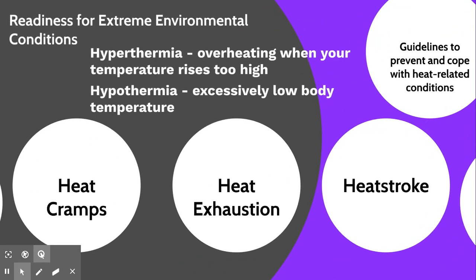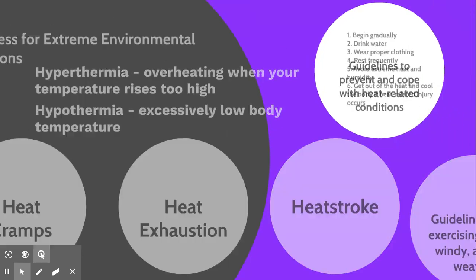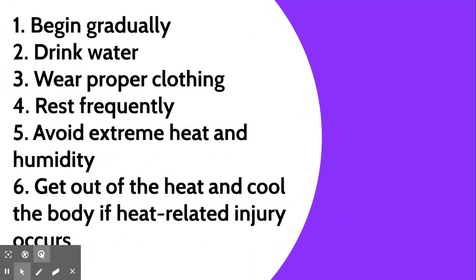So, what are the guidelines to prevent and cope with heat-related conditions? First off, begin gradually. Drink water. Wear proper clothing. Rest frequently. Avoid extreme heat and humidity. And get out of the heat and cool the body if heat-related injury occurs.